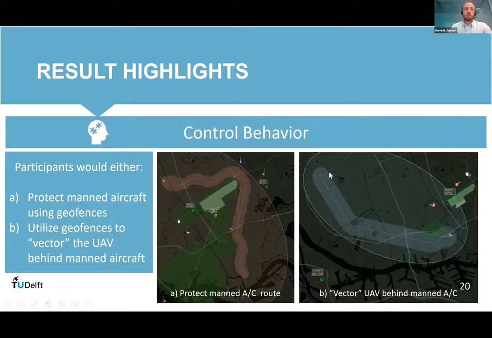However, this is not really how geofences are designed to work, and the complication was that the activation of particular geofences would of course also affect the routing of all the other UAVs which aim to go through the same area. So this would actually cause conflicts when resolving another conflict. So this was a major limitation that we found for the utilization of geofences for this purpose.